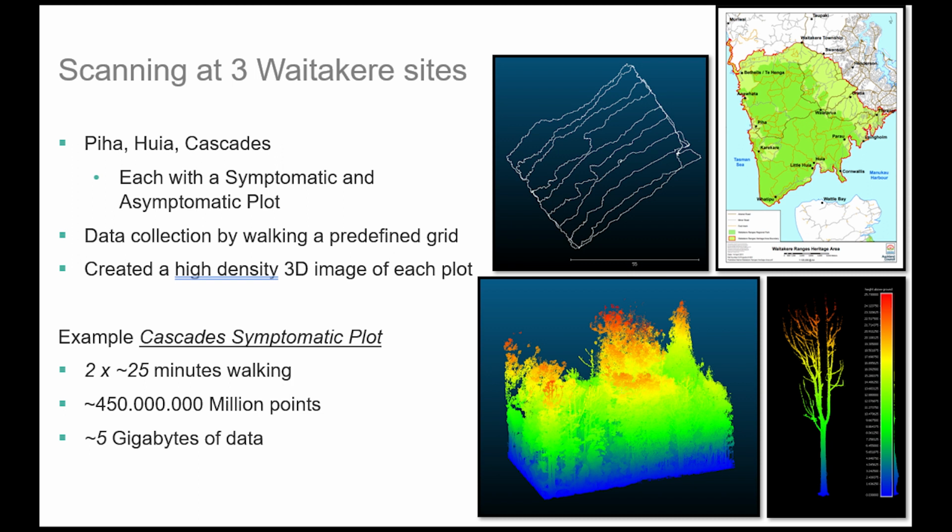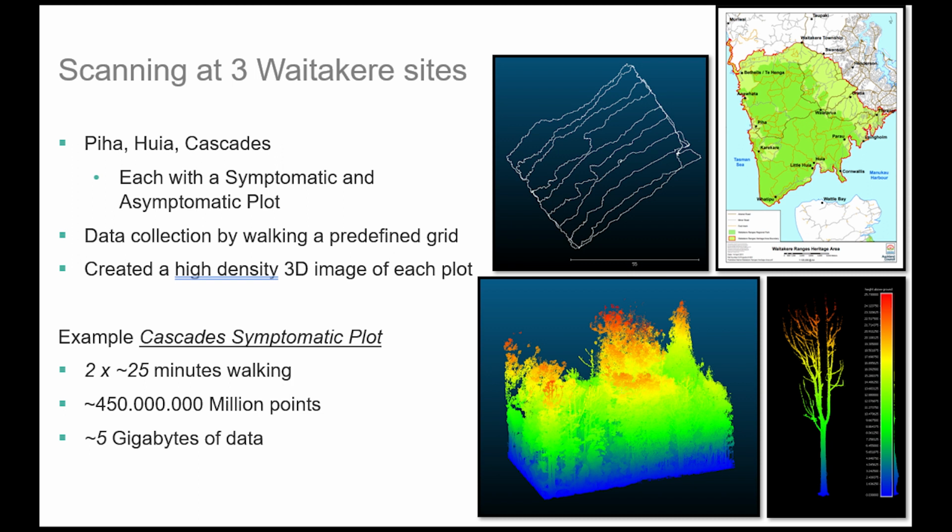We conducted laser scans on the same sites as mentioned before in the Waitakere ranges. We covered different development stages of kauri forests and also kauri dieback symptomatic and asymptomatic areas. And to ensure a sufficient coverage of vegetation, we walked on a predefined grid. And by that, we covered an area of approximately 2,000 square meters in less than 1 hour. And this produced a 3D image, a point cloud, containing around 450 million points.